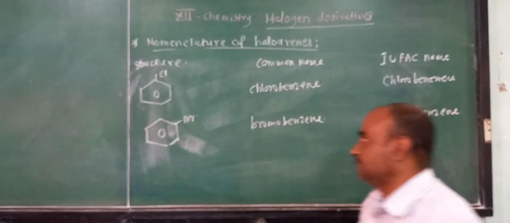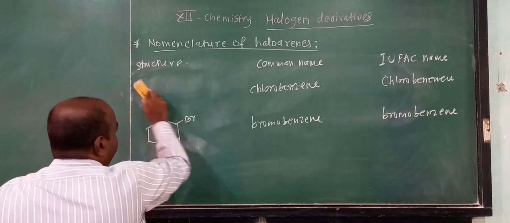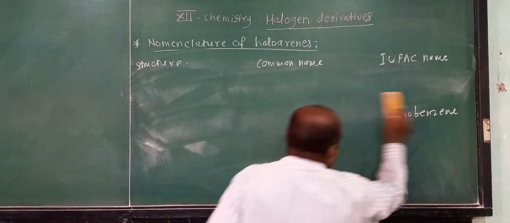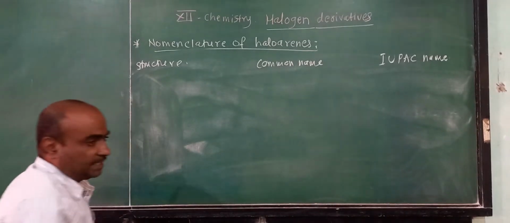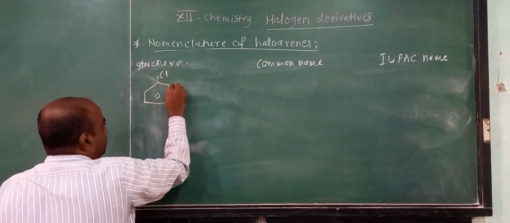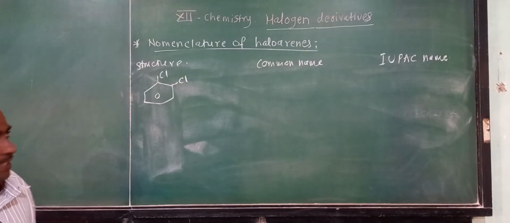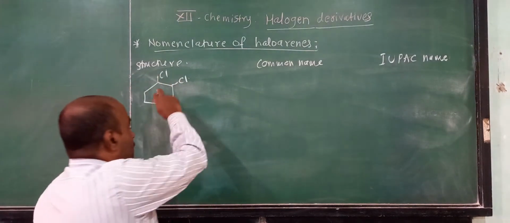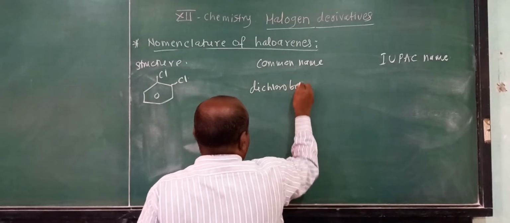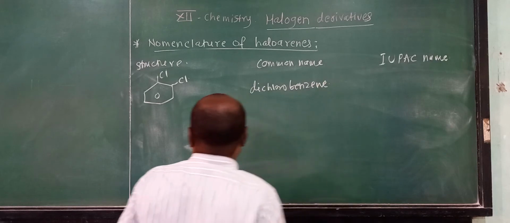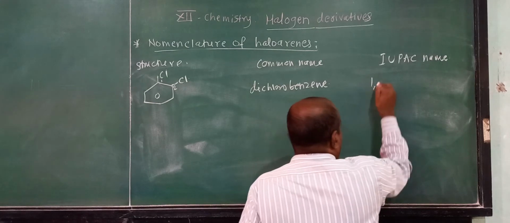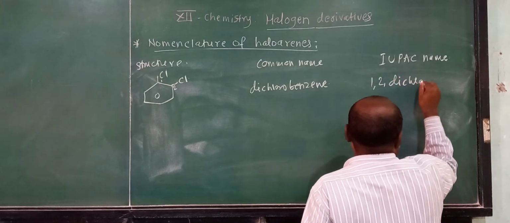Now, if we consider disubstituted benzene derivatives, that is haloarenes, let us see how the common names and IUPAC names are given. For example, write 2 chlorine atoms attached at these positions. The common name is simply dichlorobenzene, and its IUPAC name will be 1,2-dichlorobenzene.